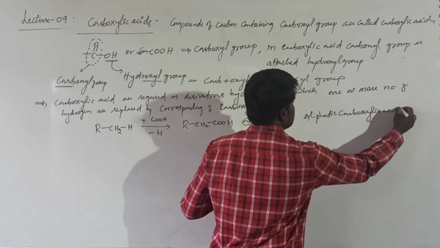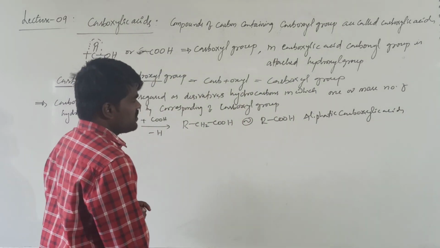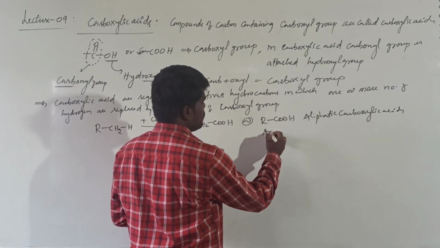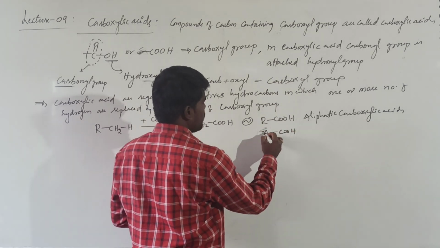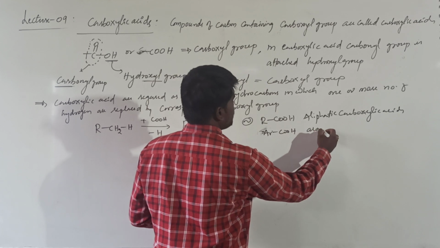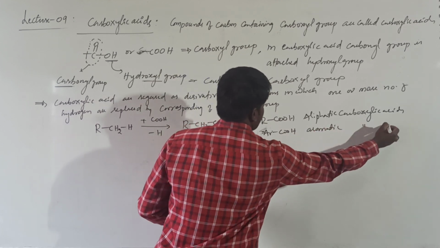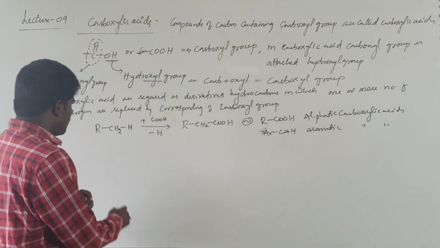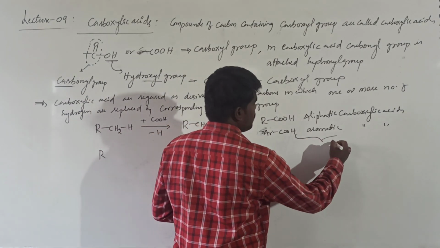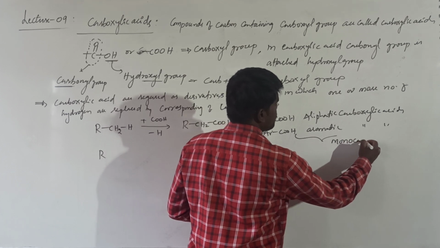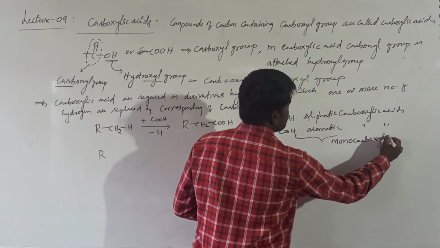And suppose if it is written in this form with an aryl group, these are called aromatic carboxylic acids. These two are called monocarboxylic acids. What is meant by monocarboxylic acids?